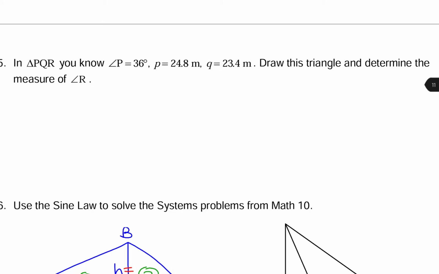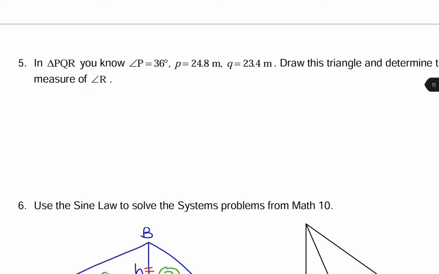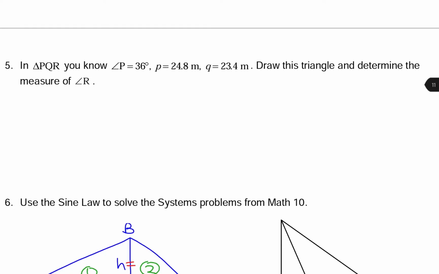Alright, this is another problem where I have to draw the triangle. That's something we're expected to do. So here in triangle PQR, we know angle P is 36 degrees, side p is 24.8 meters, and q is 23.4 meters. Draw the triangle. I should do it even though I don't tell you in the question, and determine the measure of angle R. So let's draw the picture.